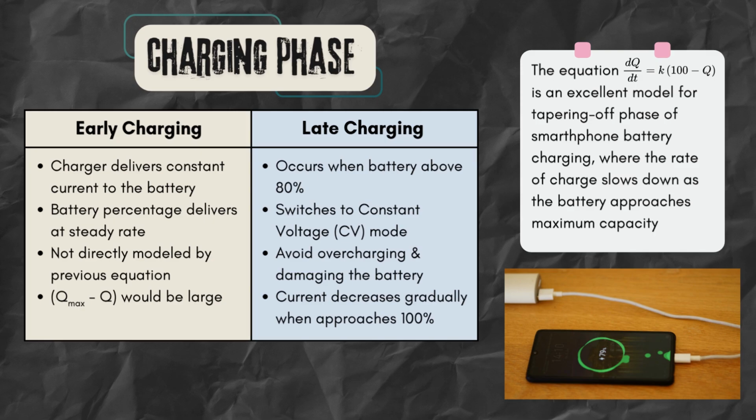Overall, the entire charging process isn't perfectly described by this single equation due to complex charging protocols. So the equation given is an excellent model for the recovery and performance optimization of smartphone battery charging, where the rate of charge accumulation slows down as the battery approaches its maximum capacity. It also captures the behavior of the system approaching its limit, which is 100%.